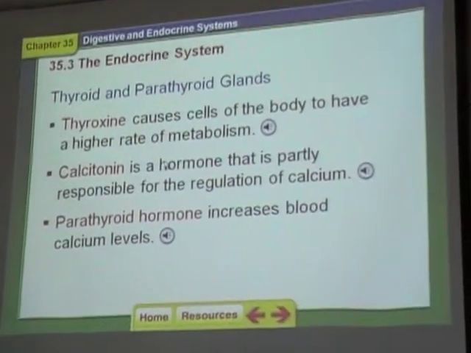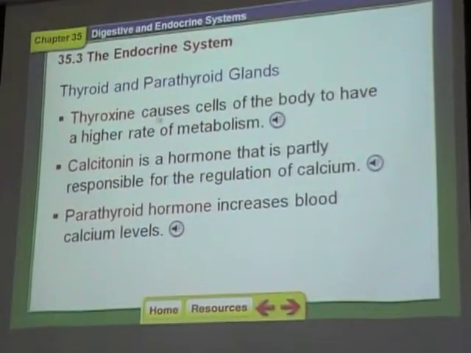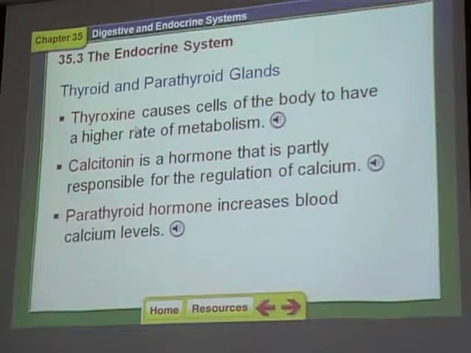Now, the thyroid gland your book talks about, the thyroid gland is this gland around your throat, and like I said, it releases hormones that control your metabolism. It also releases hormones that control your calcium level. The parathyroid gland releases a hormone that increases the calcium in your blood. The thyroid gland releases a hormone called calcitonin that decreases your calcium in your blood. So these two hormones keep your calcium level steady. It's another type of negative feedback.